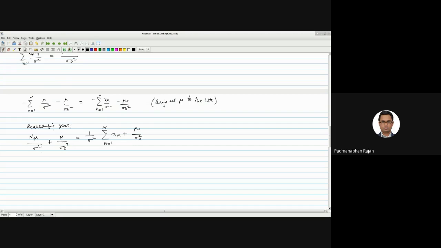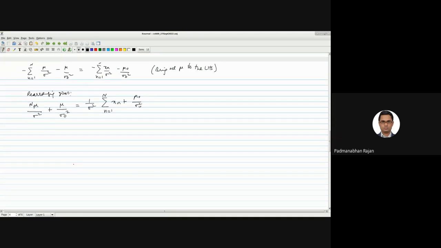And finally, I get mu MAP equal to (mu naught by sigma naught square plus 1 by sigma square times the sum of xn) divided by (n by sigma square plus 1 by sigma naught square), where the sum goes from 1 to n.